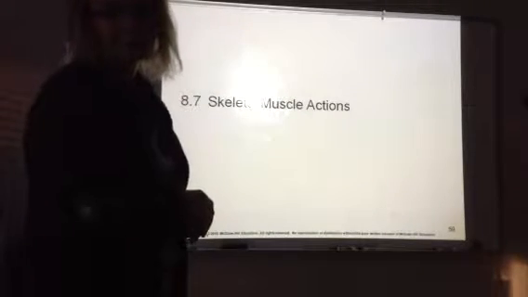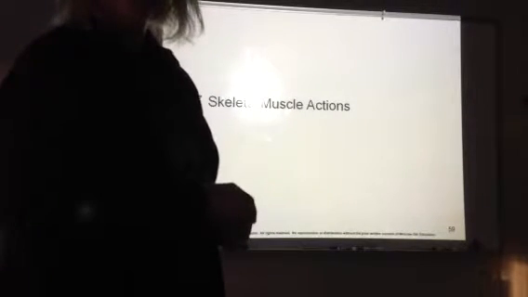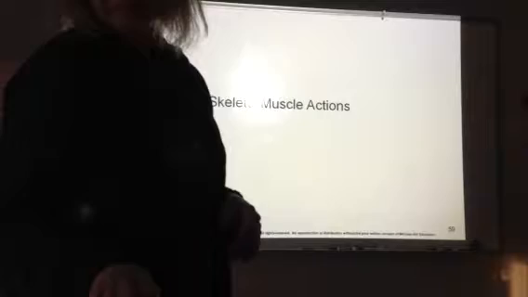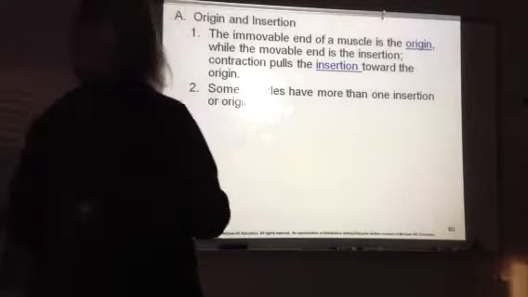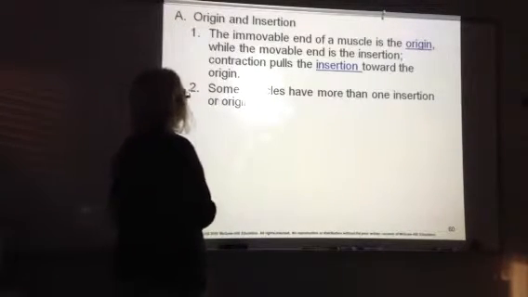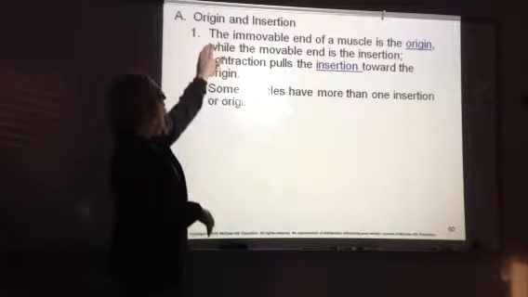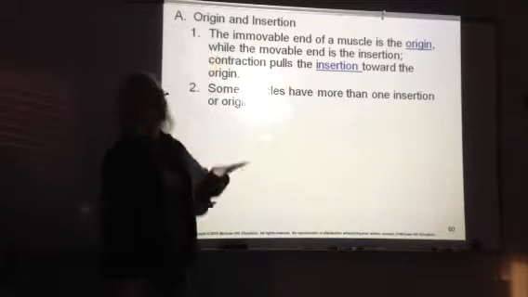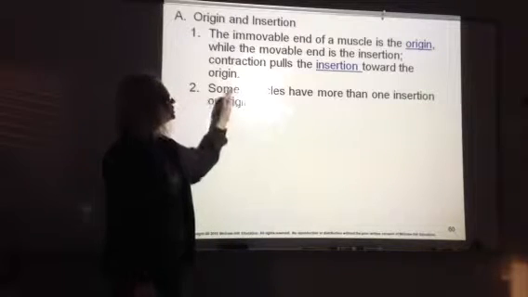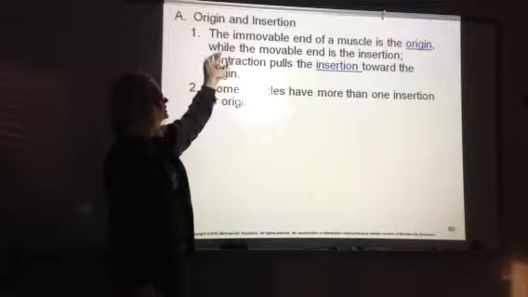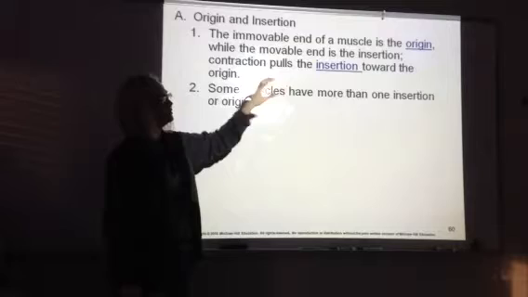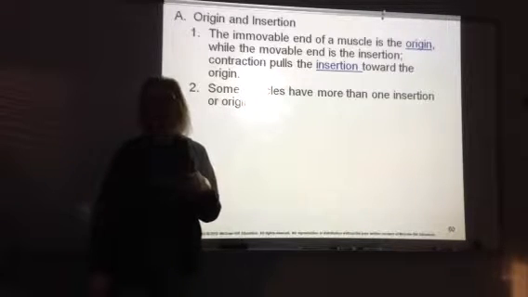And skeletal muscle contractions, a little bit more here. Origin and insertion, we have looked at this. Your worksheet dealt with this. The immovable end of a muscle is the origin. And usually your origin is on a different bone than your insertion, which you should have noticed.